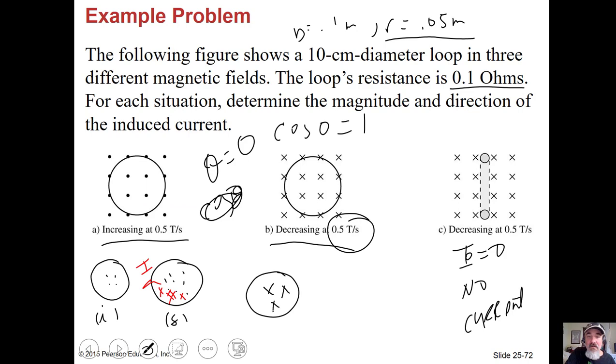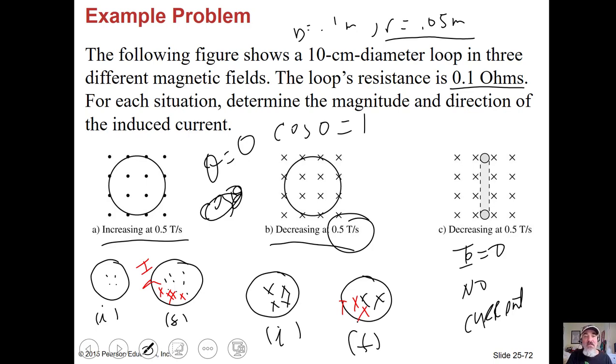So for example, decreasing would be like going from 4 to 2. Initial, final. Okay, so let's try clockwise. Clockwise, thumb in this direction, its external magnetic field would be into the page. So that's what we actually need. We need to build back to where we started. So this one would be this direction, trying to get us back to where we started.